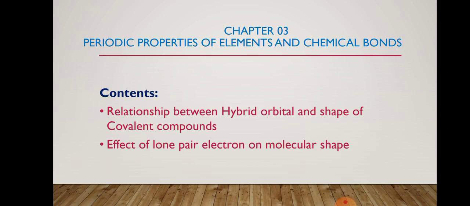Today I will discuss two important topics under chapter 3. First one is relation between hybrid orbitals and shape of covalent compounds. Another one is effect of lone pair electron on molecular shape.